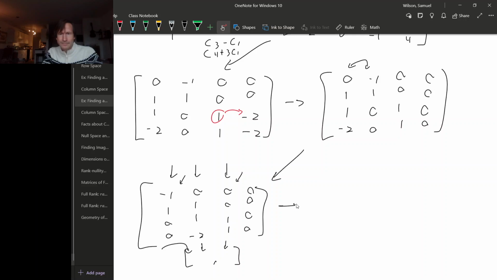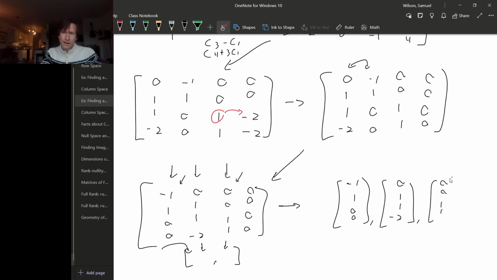So we've done column operations, so we know that doesn't change the column space. But if we take just the non-zero columns, these are clearly linearly independent because of that stair-step trick. And so this must be a basis for the column space because it's a spanning set for the column space that is also linearly independent. So this is a basis for the column space.